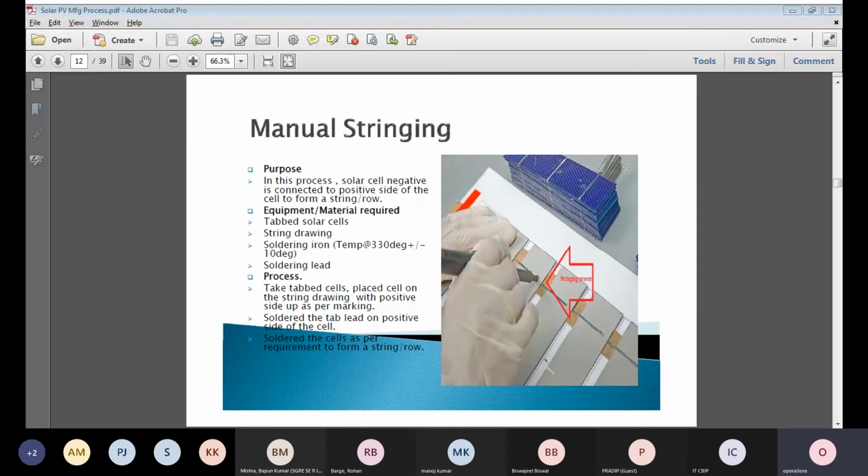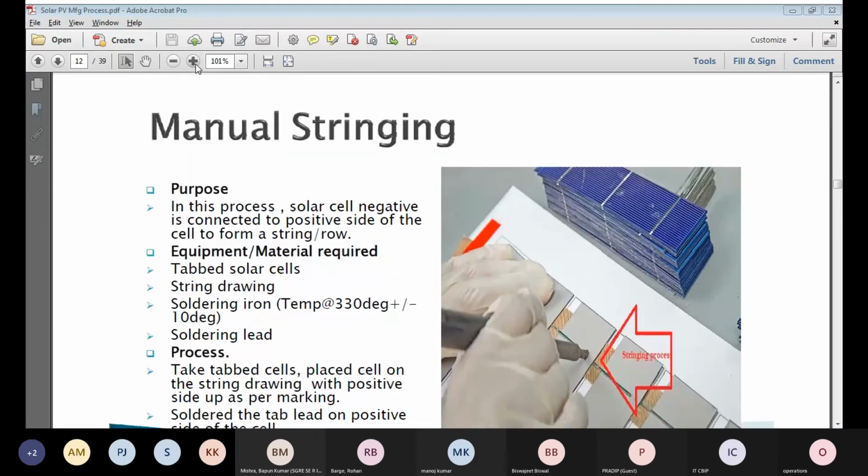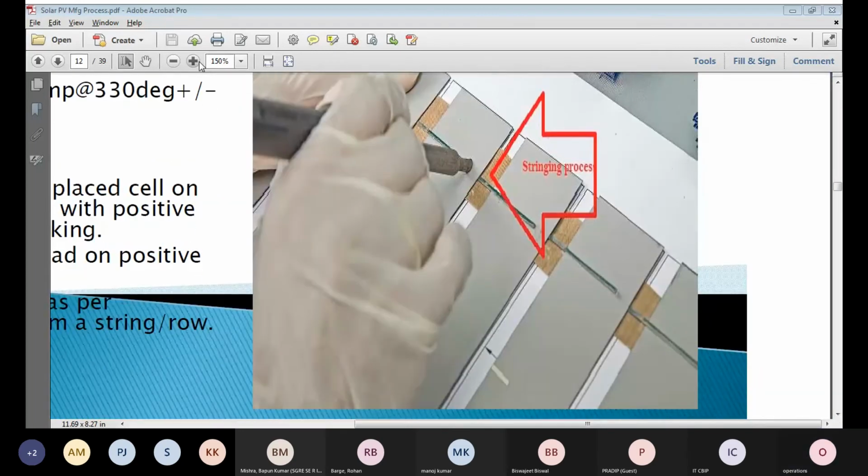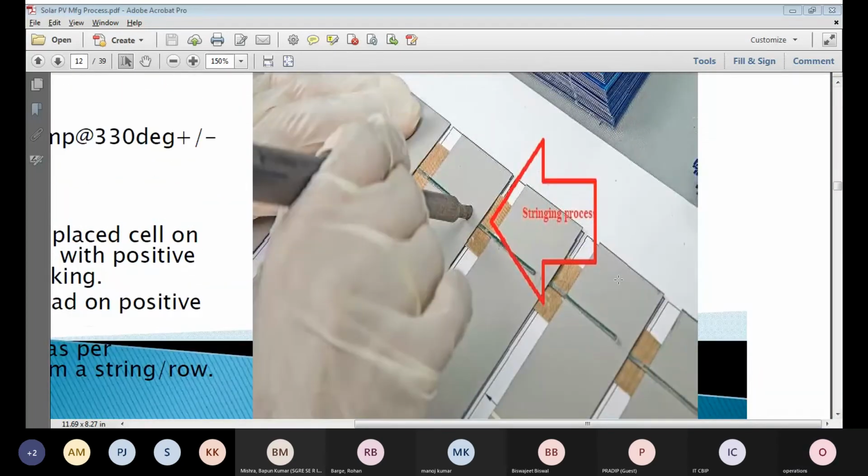So after this, these are the tabbed cells. Again, we need to join them with each other in a series connection. Here you can observe, I hope it is visible. This is the positive side and the blue color is the negative side. The copper comes from the blue side to the gray side, and this blue side to this gray side, and this blue side to this gray side. Like this, it is a series connection. Understand?